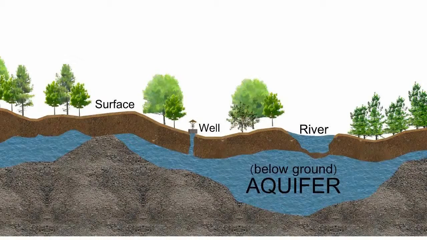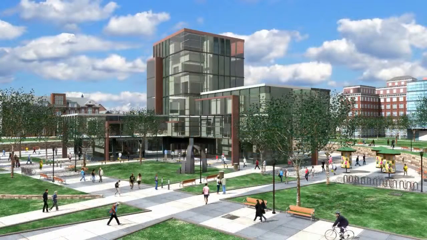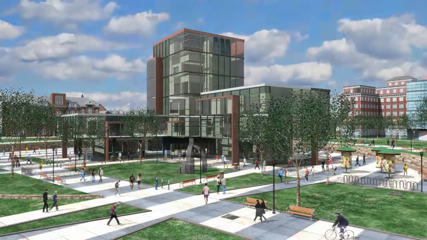Landscape architects design ways to divert and collect rainwater to prevent damage and replenish the aquifer. An aquifer is a below-ground natural reservoir of water that we use for drinking, cooking, bathing, and irrigation. The animation will demonstrate how rainwater is managed on a university campus plaza.